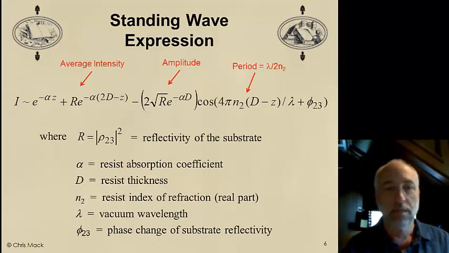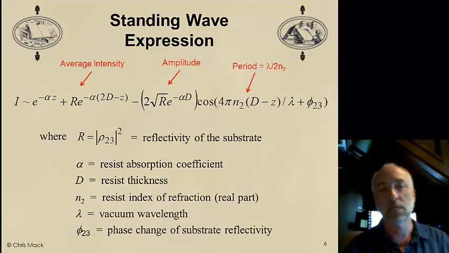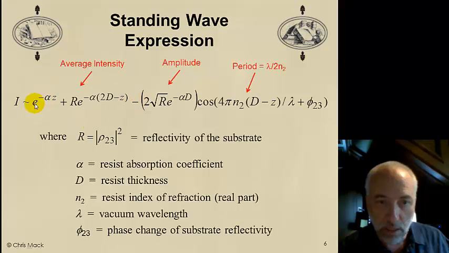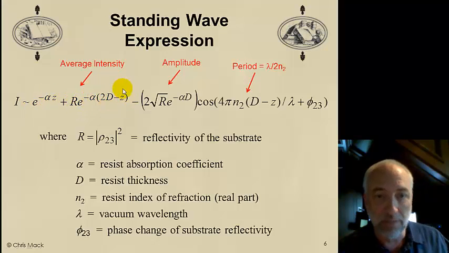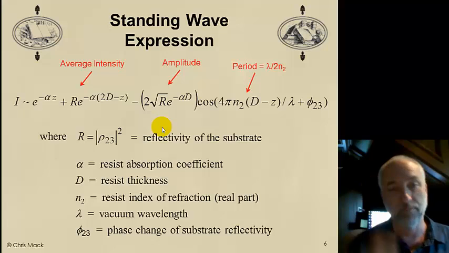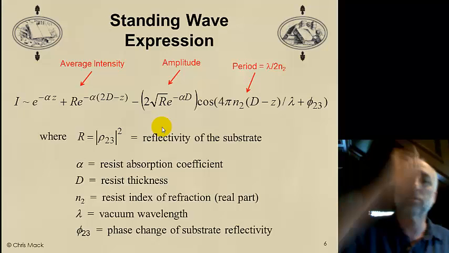And finally, the average intensity as it varies through depth in the resist is this term out in front, this whole big term here. It's got e to the minus alpha z, that accounts for absorption as it travels down, and then R e to the minus alpha (2d minus z). Well, that's absorption of the light traveling up after it's reflected. So I'm adding two absorption terms, a term going down and another term going up.